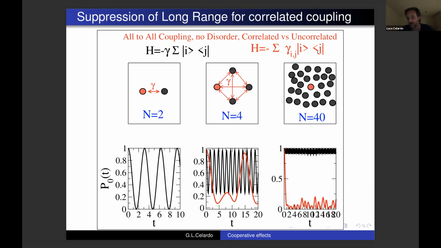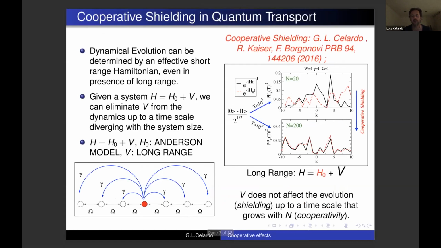in the red curve, for uncorrelated disorder. As you see, the reason why the particle doesn't go away, even if it is connected to all the sites, is this cooperative shielding effect that I will mention now. The idea of this cooperative shielding is that the dynamical evolution in a long-range interacting system, where the interaction is correlated, can be effectively described by a short-range Hamiltonian.